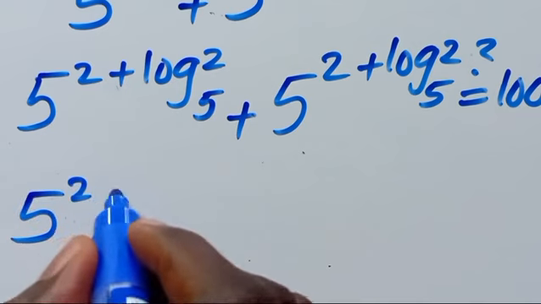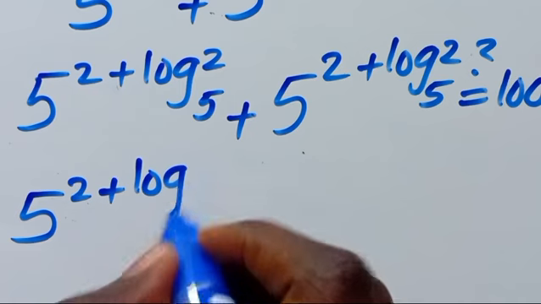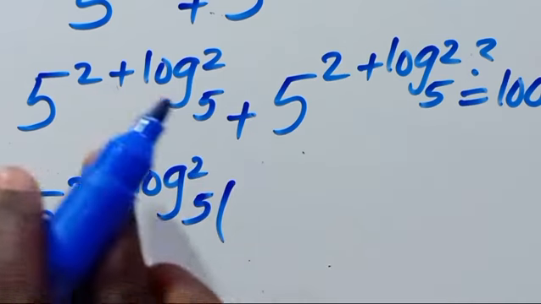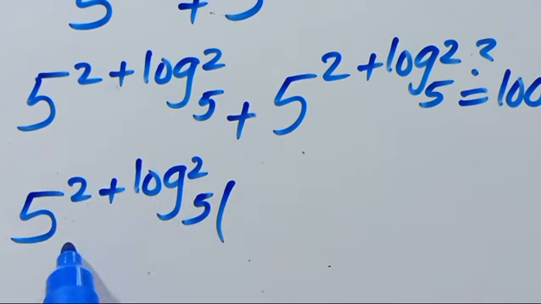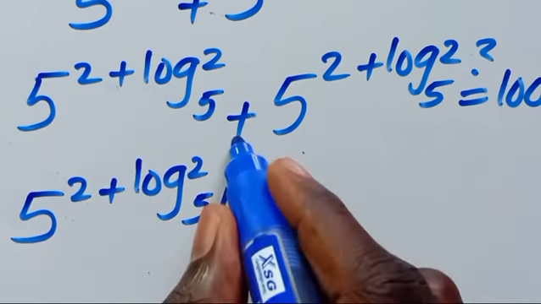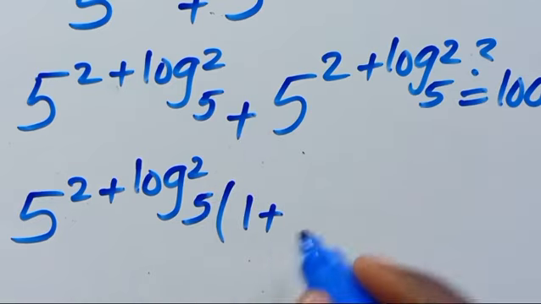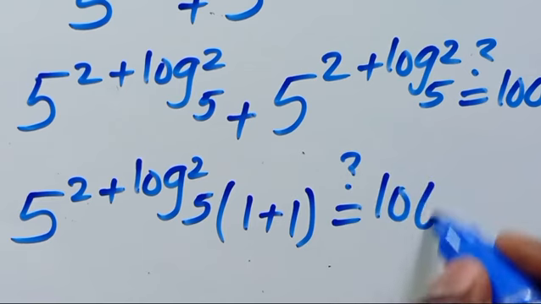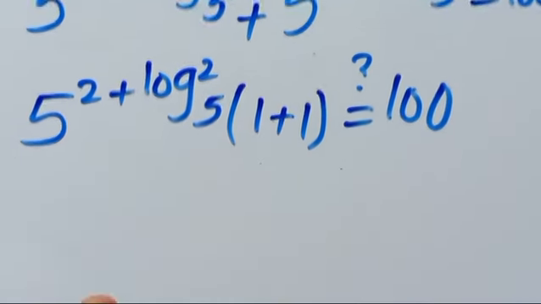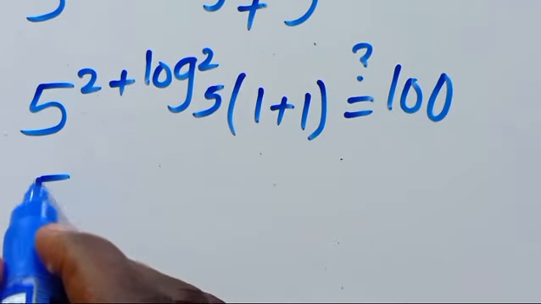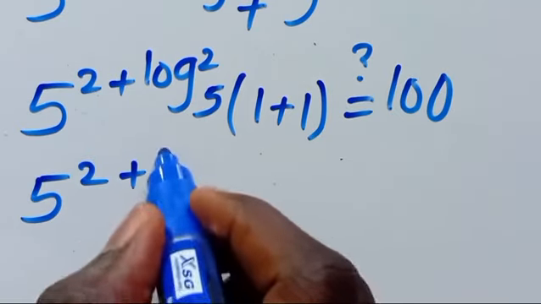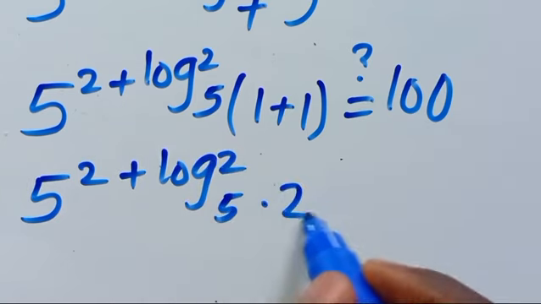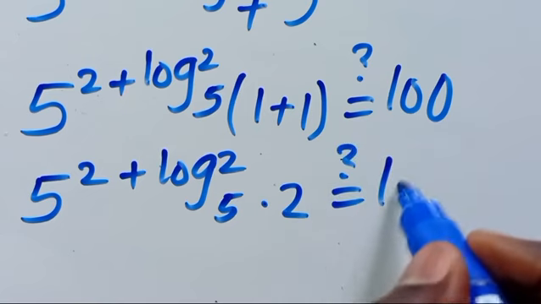5 to the power of 2 plus log 2 in base 5. When we open parentheses, the first term divided by this, they are the same, it will be 1 plus this. This first term divided by this will be 1. Then the question now is, is it going to give us 100? So we have 5 to the power of 2 plus log 2 in base 5, 1 plus 1 will give us 2. Then it's going to give us 100.